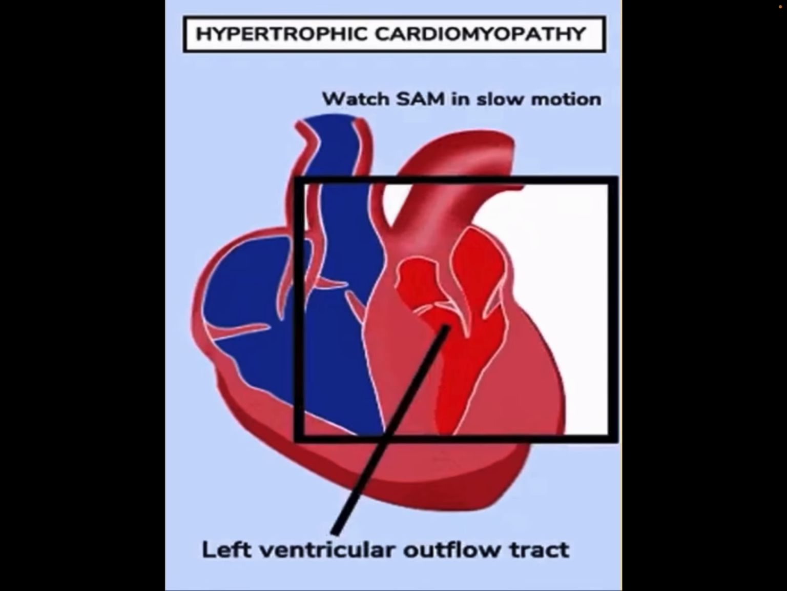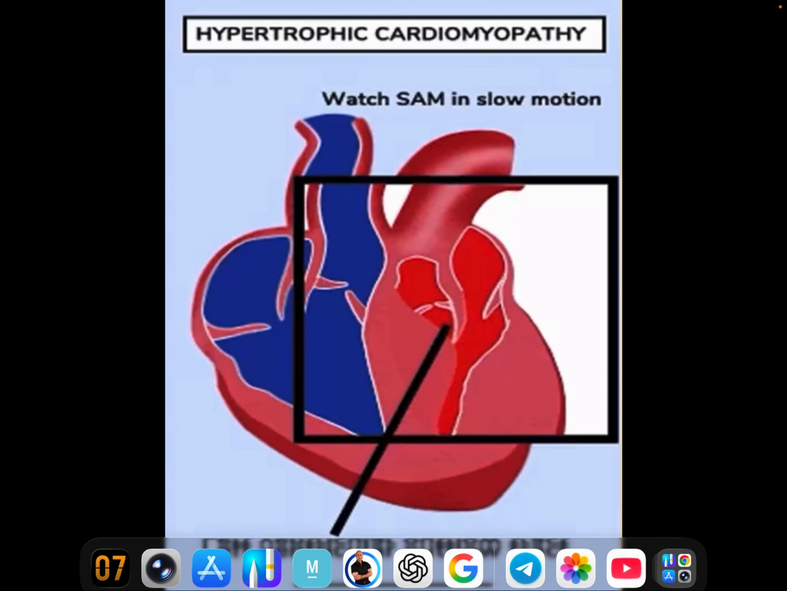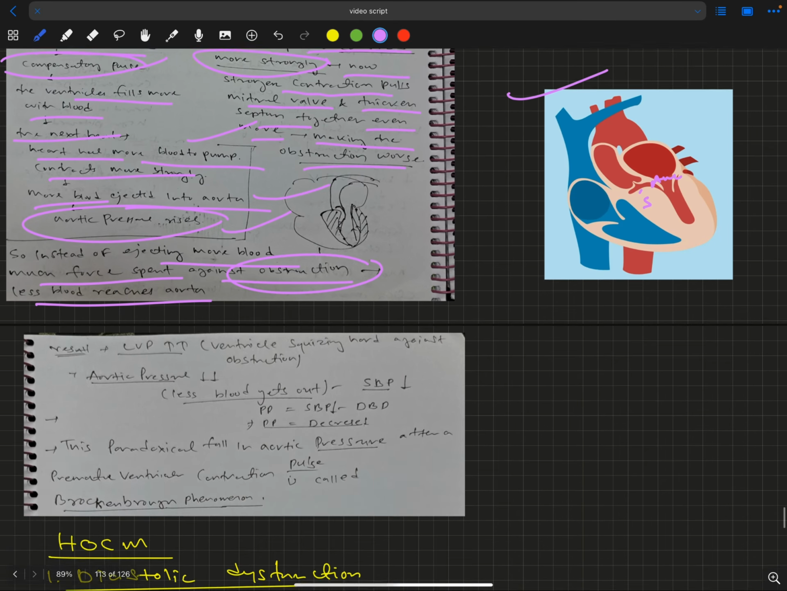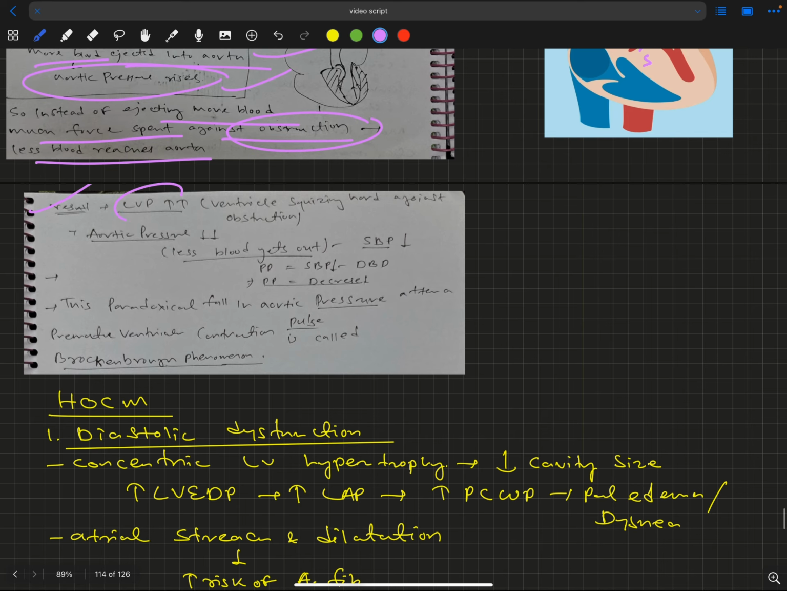So this is called Brockenbrough phenomenon. It is seen in case of hypertrophic cardiomyopathy. As a result, left ventricular pressure is rising due to filling of blood during the compensatory pause. So the ventricle squeezes hard against the obstruction, but the anterior leaflet of the mitral valve and the septum come together and create even more obstruction. That will lead to decreased cardiac output.